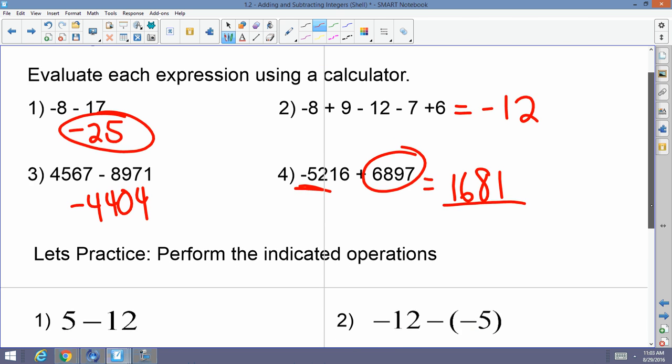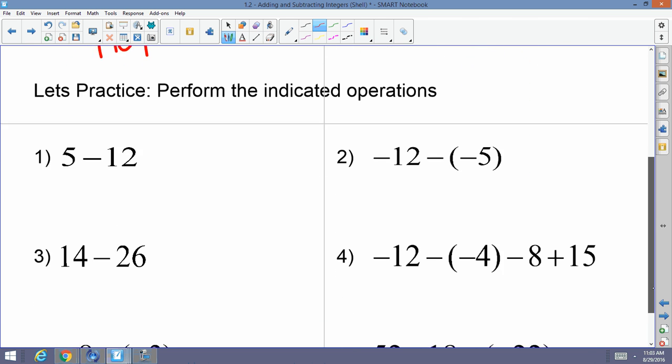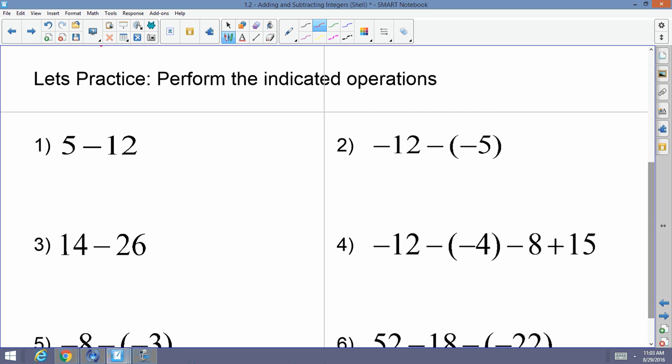Okay? So now let's just go ahead and practice a few. Make sure we got this so you can do really well on your homework, quizzes, and tests and actually learn the subject. So I got 5 minus 12. The signs are opposite, so I'm going to subtract as normal and keep the sign of the largest absolute value. So this will be negative 7 because 12 minus 5 is 7, and there's more negatives than positives.